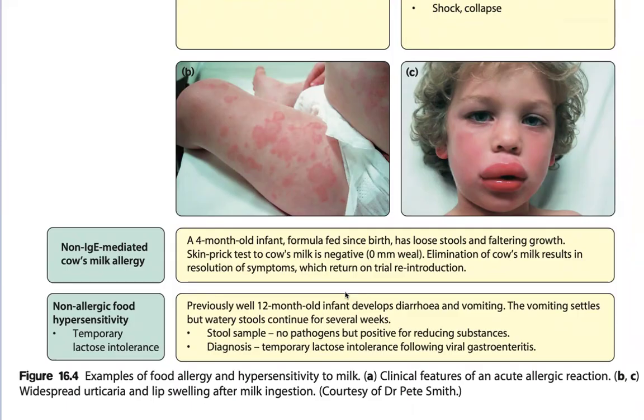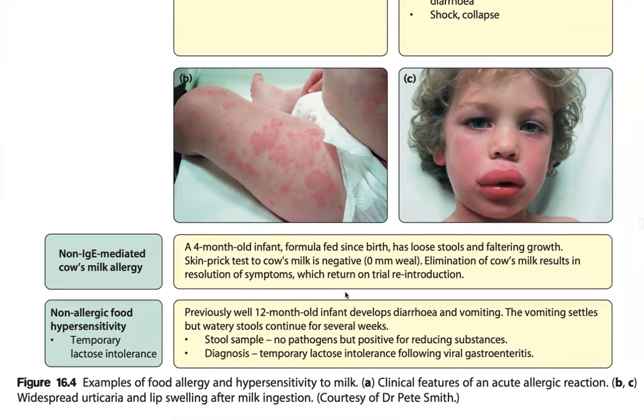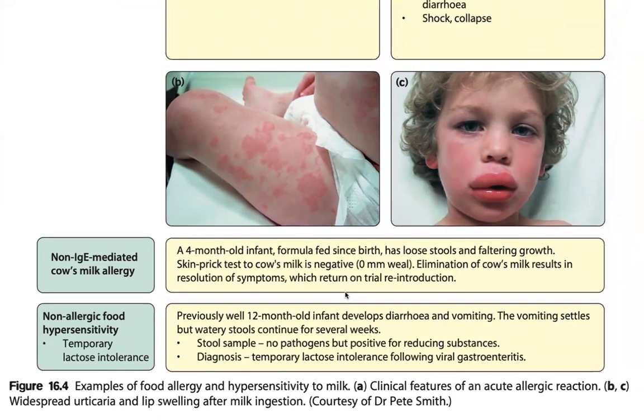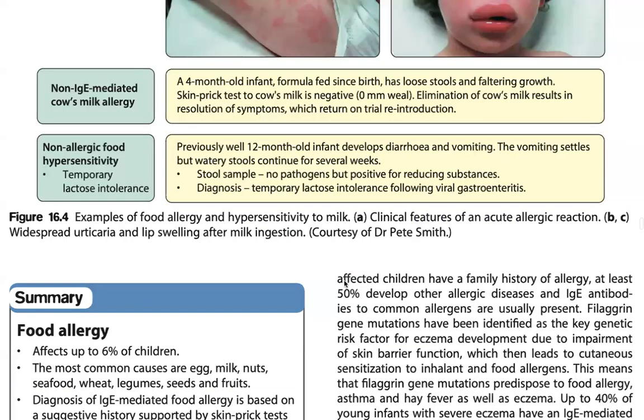Non-allergic food sensitivity: temporary lactose intolerance. A previously well 12-month-old infant develops diarrhea and vomiting, which normally settle, but watery stool continues for several weeks. Stool sample was positive for reducing substances. Diagnosis: temporary lactose intolerance following viral gastroenteritis.